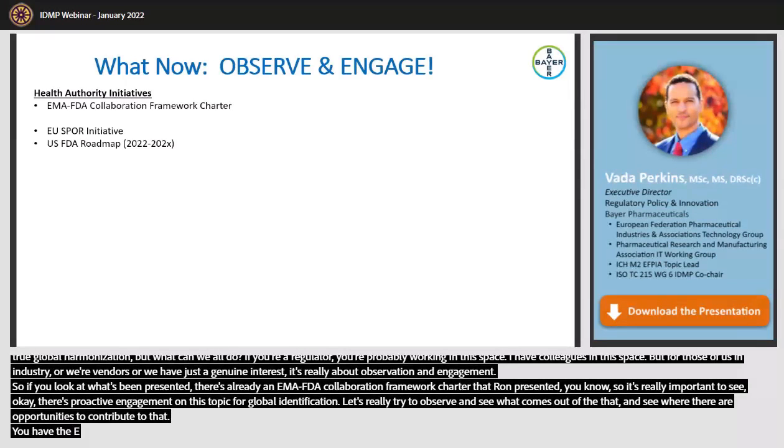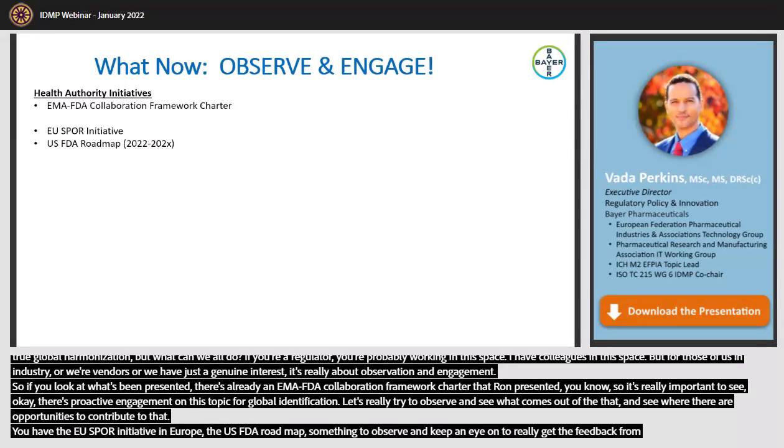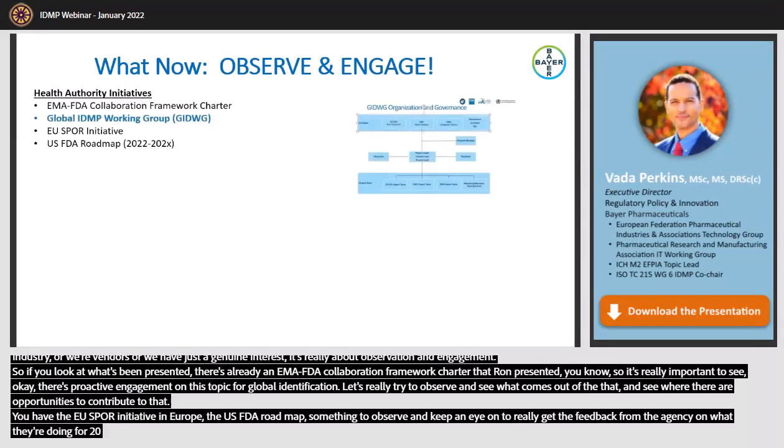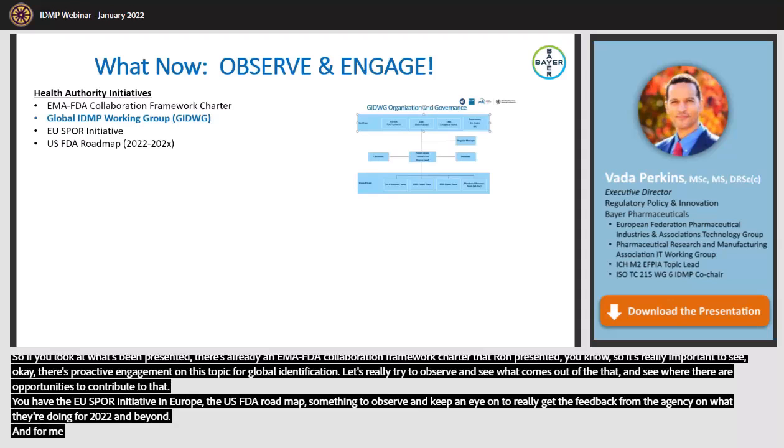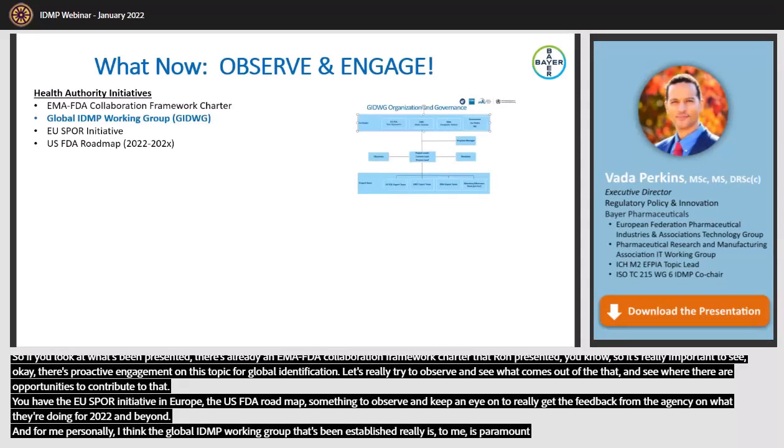The US FDA roadmap is something to observe and keep an eye on, to really get feedback from the agency on what they're doing for 2022 and beyond. And for me personally, I think the global IDMP working group that's been established is paramount in terms of having some type of governance structure to look at how this can be done globally.